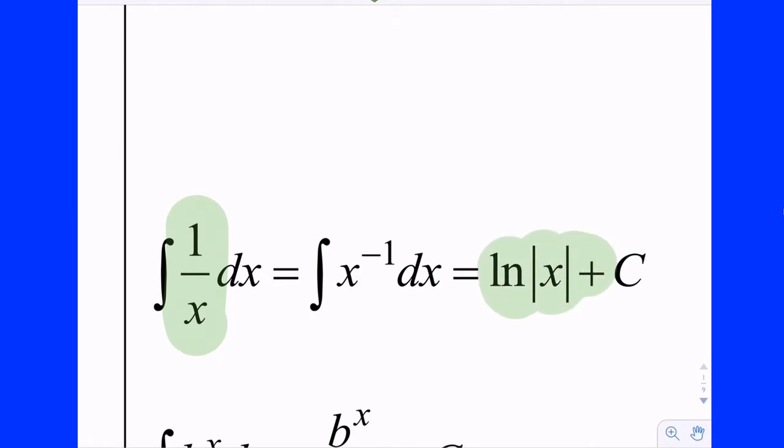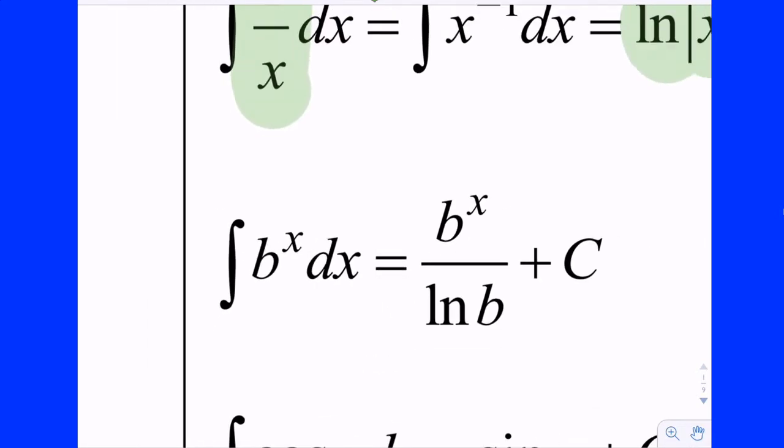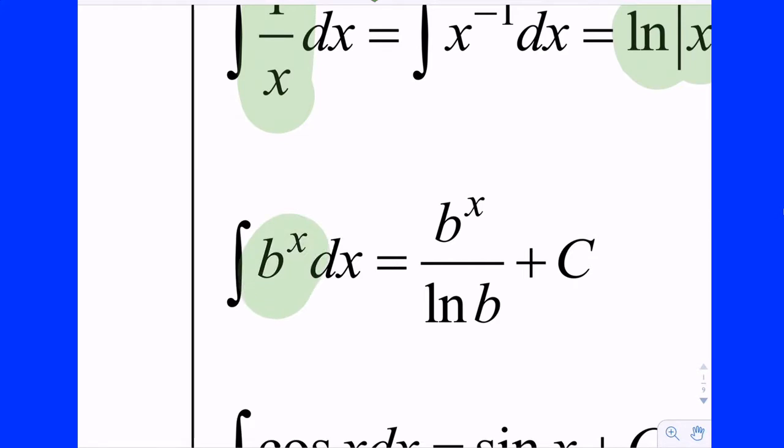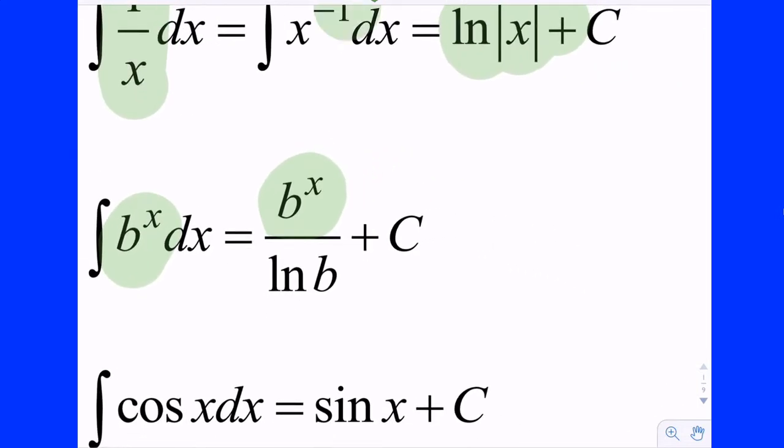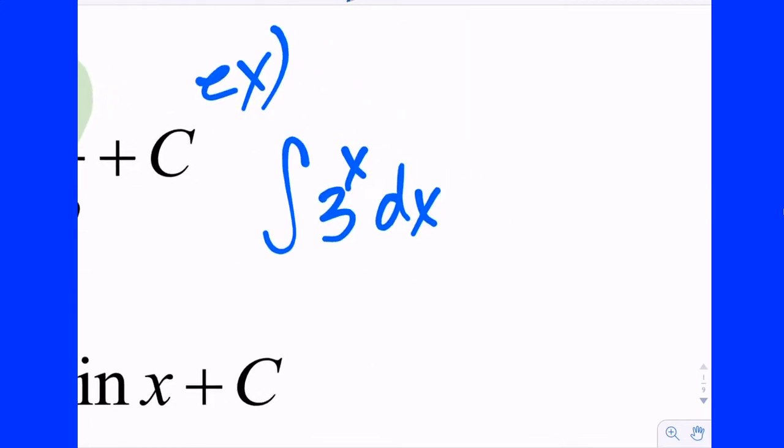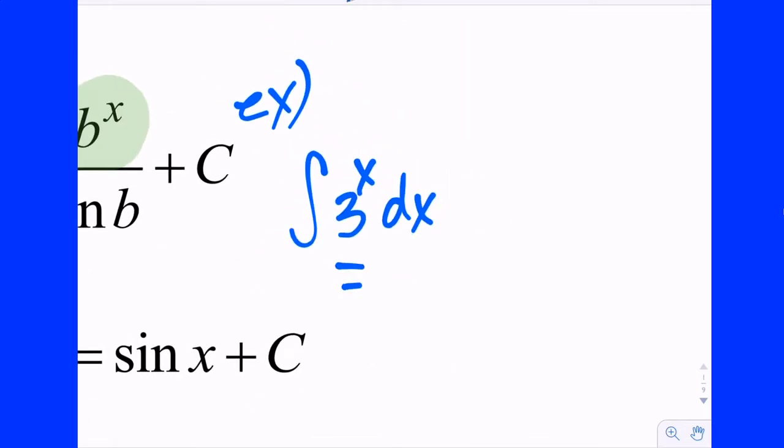Natural log, absolute value of x. Here's a good one. If you're integrating an exponential function that's not base e, it's going to be itself, like base e, but you're going to have a correction of 1 over the natural log of the base. For instance, if I have the integral of 3 to the x, you could always do, remember, guess, check, revise. Because it's exponential, you might think it's 3 to the x plus c.